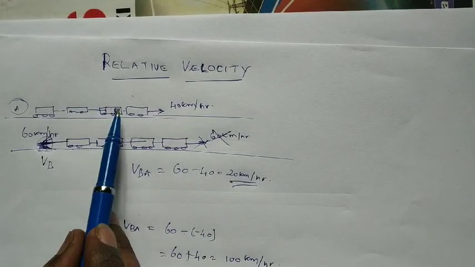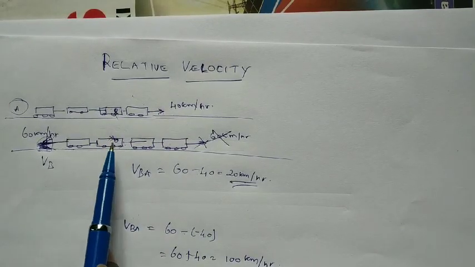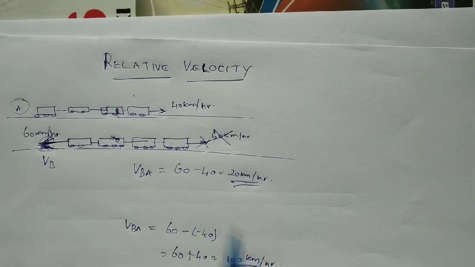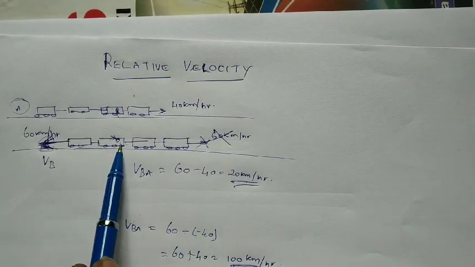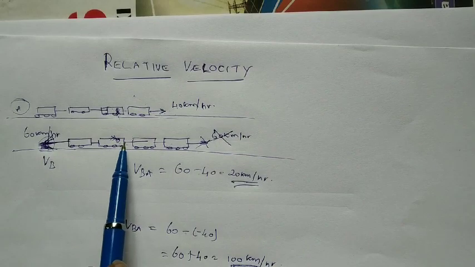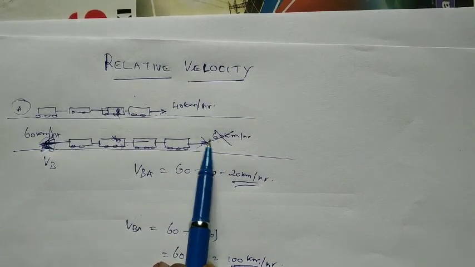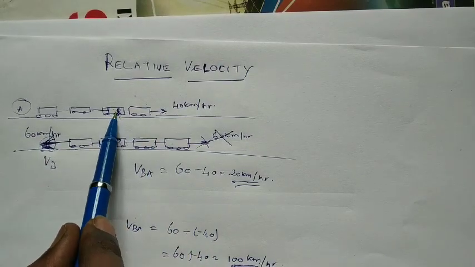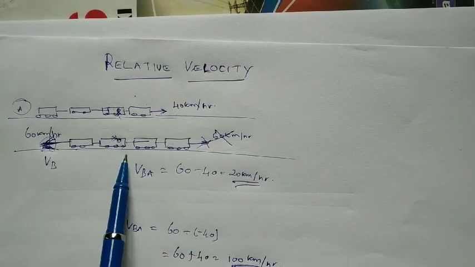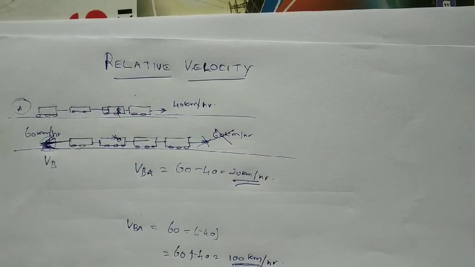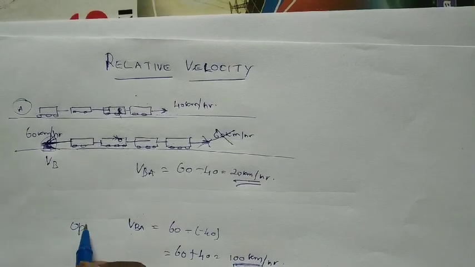When you see from here to the next train, you are seeing this train at a speed of 100 kilometers per hour. That's the reason you will feel this train is going exceedingly fast. But it is not as fast. It is 60 only. But when you are already moving in a train and you are seeing another train moving in the opposite direction, you actually see it at 100 kilometers per hour. This is called relative velocity of B with respect to A when two trains are moving opposite.